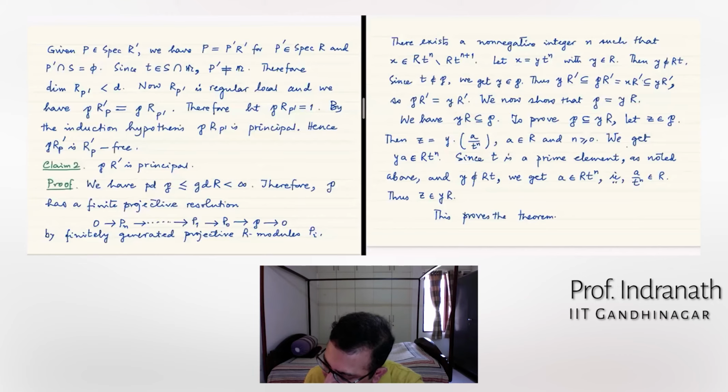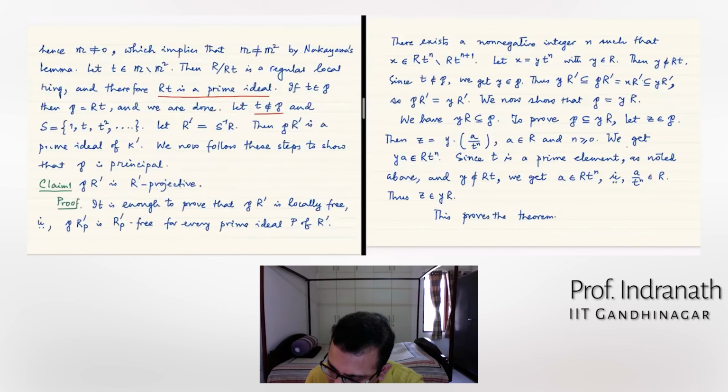And then you get ya in this, but t is a prime element. If you remember, here t is a prime ideal. So t is a prime element and y is not in Rt, so you get a in R t to the power n, and therefore a by t to the power n is in R, and therefore z is in yR.